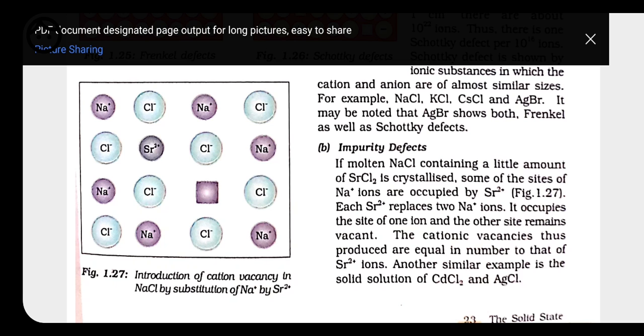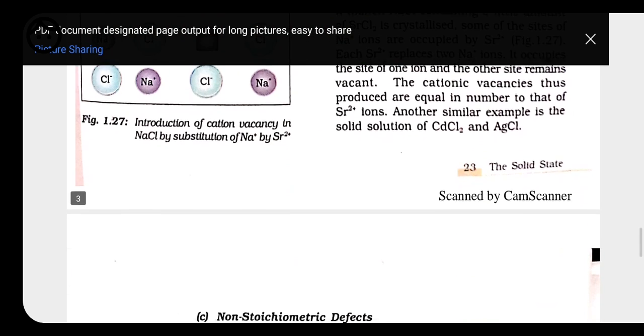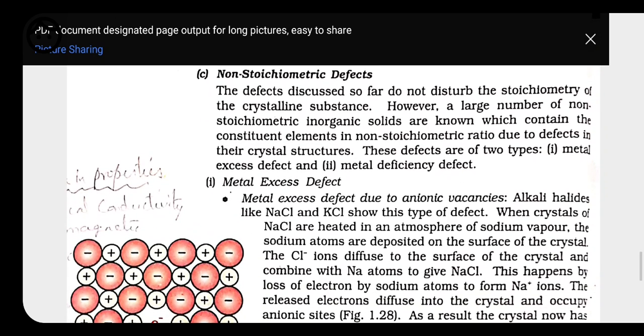Next, the last type of defect that we are talking about is the non-stoichiometric defect. What do we mean by non-stoichiometric defect? It is a defect in which there is no change in the stoichiometry. Here there is a change in the property of the crystal, but no change in the stoichiometry. Like if we have 6 positive ions and 6 negative ions, after that we still have the same number of positive and negative ions. There is no change in the positive or negative ions.